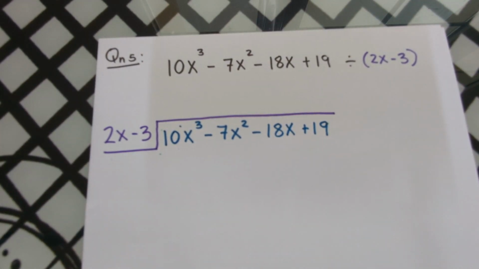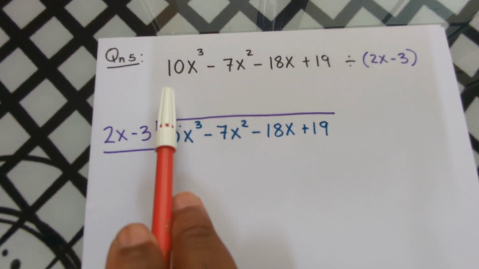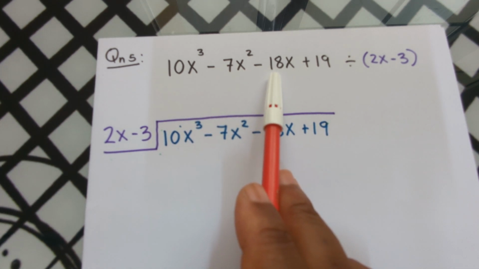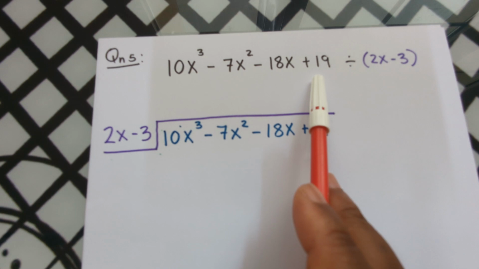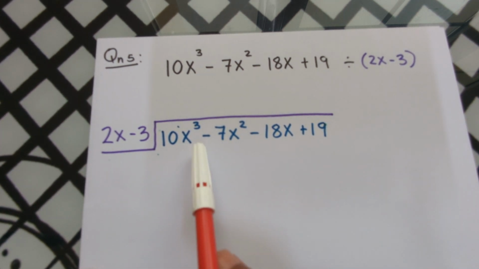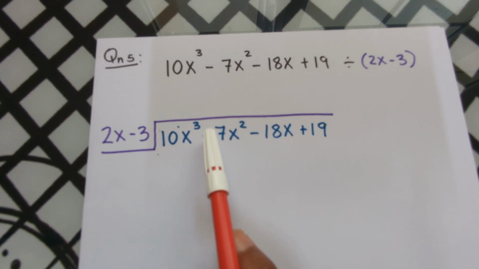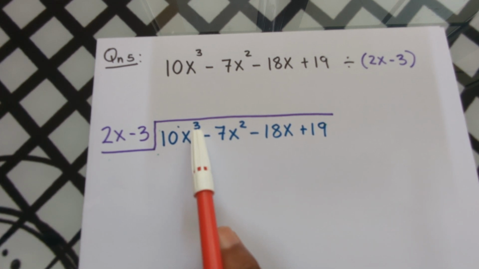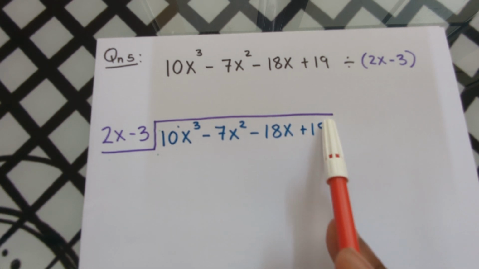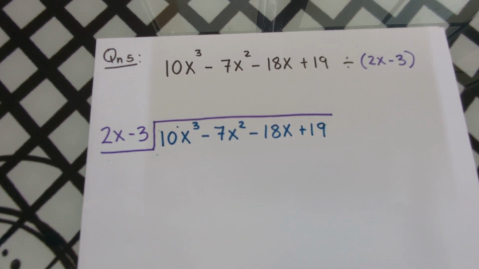Now let's move on to question 5, where we are given 10x to the power 3 minus 7x squared minus 18x plus 19 divided by 2x minus 3. So always remember to check if your exponents are arranged in descending order and decreasing by 1. So we have an exponent of 3, followed by 2, followed by 1, and lastly by 0. So we can continue with the division.